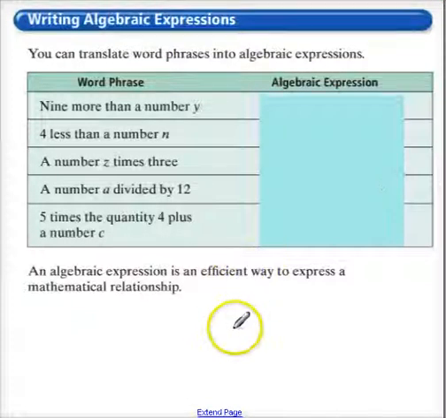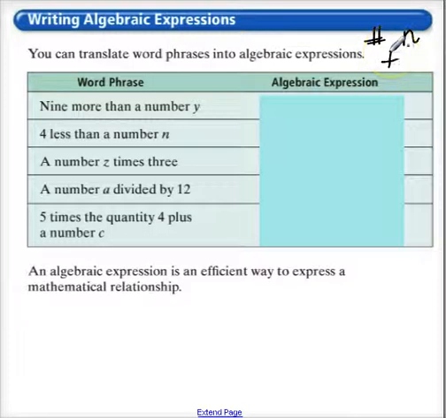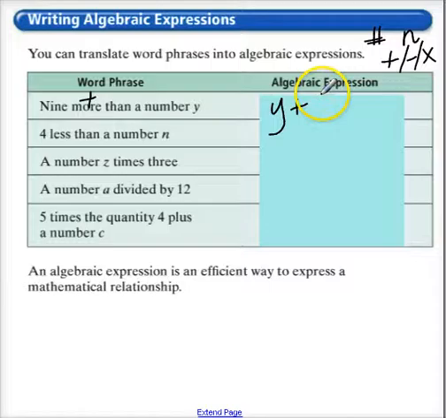All right. The second part of this lesson is learning how to translate a word phrase into an algebraic expression. So remember, in an algebraic expression, we're going to have numbers, variables, I'm going to use an n, and operation symbols. 9 more than a number y. These are tricky because you have to really listen and think about what they're asking you. 9 more than a number y. I know the word more means to add. 9 more than y must mean I have y and I'm adding 9 more. So y plus 9.